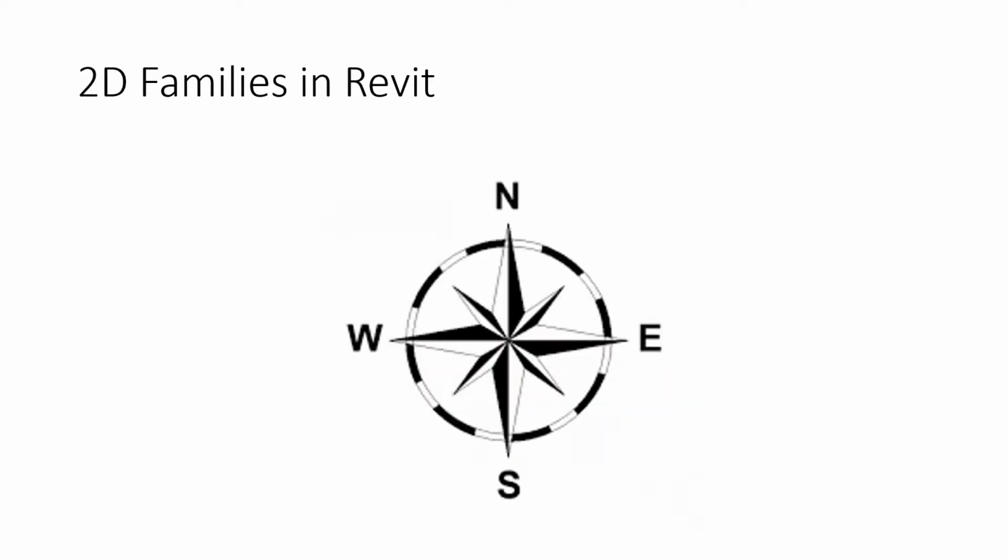And the next one is 2D families. Modeling 3D family is important, and the same way modeling 2D family is also important. This is very much important for sheet composition. For example, if you are creating a north arrow, that north arrow is a 2D family, and that's a view dependent family. It will not affect other views. For example, you place a north arrow in a sheet, the same north arrow will not appear in another sheet. You have to place it again.